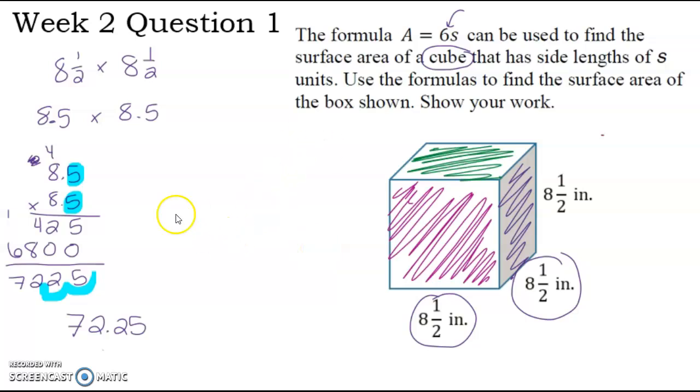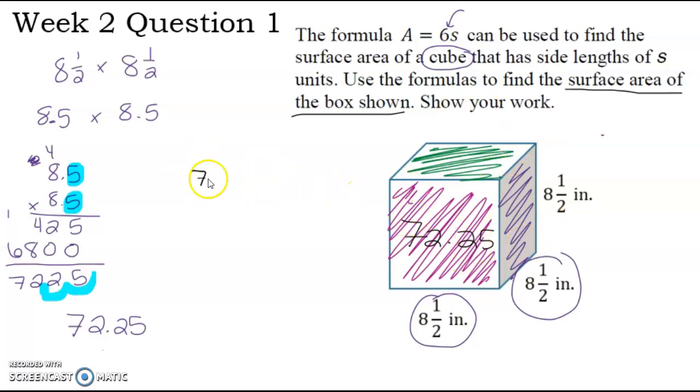But 72.25 is only for one side. That is just for this side. So always read the question, do your math, reread the question. Use the formula to find the surface area of the box. We only found the surface area of one side of the box, but that's not what it's asking for. It's asking for the whole thing.